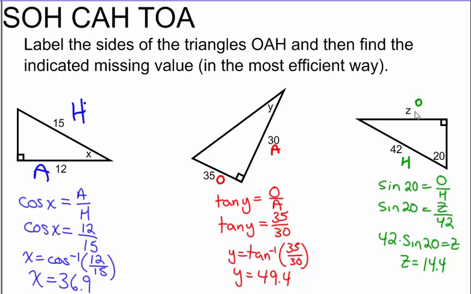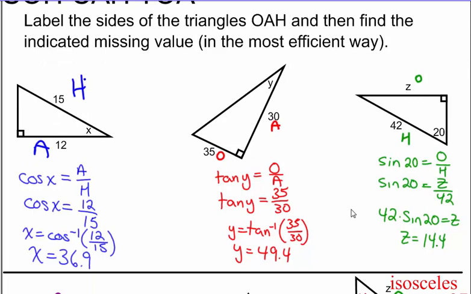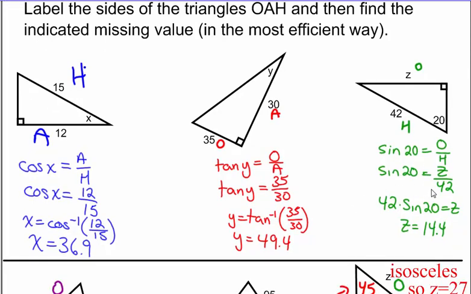The z value is the opposite that I don't know. The 42 is the hypotenuse. And now it's a matter of rearranging an equation just like I would with any other equation. If this were 5 equals z divided by 42, we would multiply both sides by 42 to isolate the z. Now I have 42 times sine of 20 equals the z value. And you punch that into your calculator, again, depending on the type, in exactly the way you would expect. 42 times sine 20 equals, or 20 sine times 42 equals, and you should get 14.4.